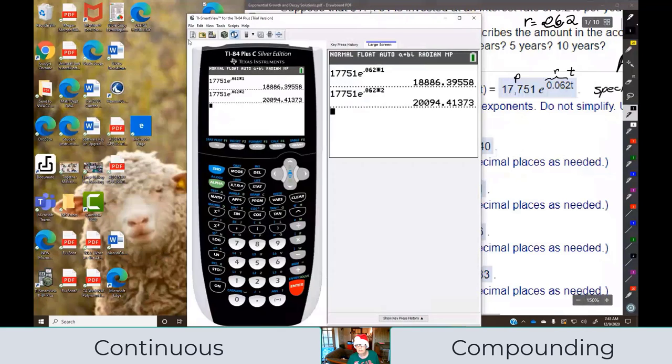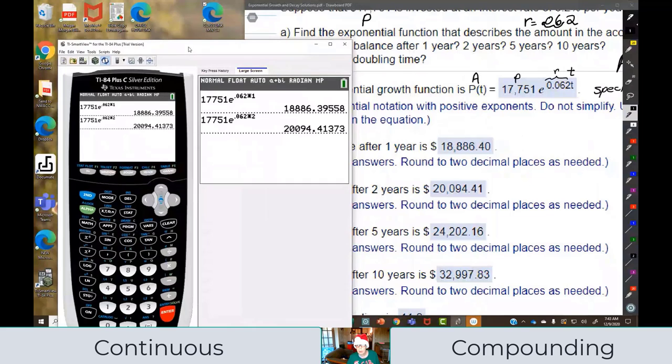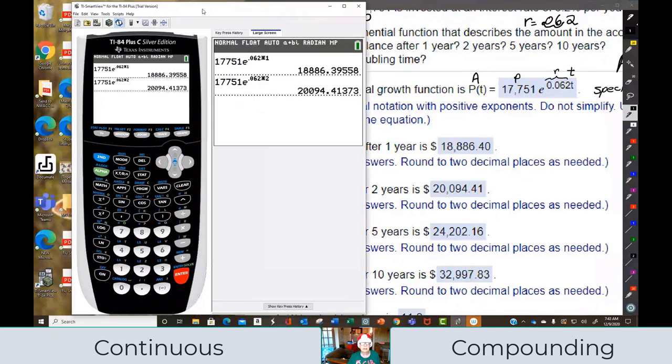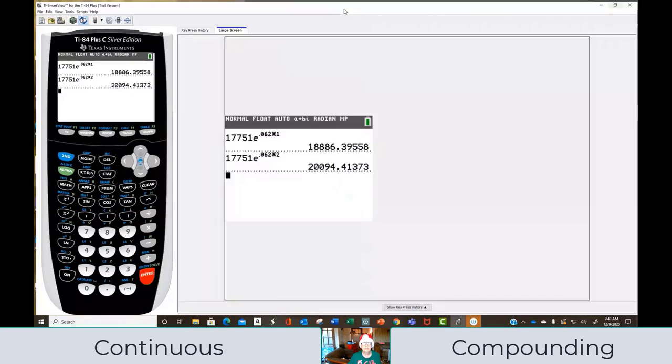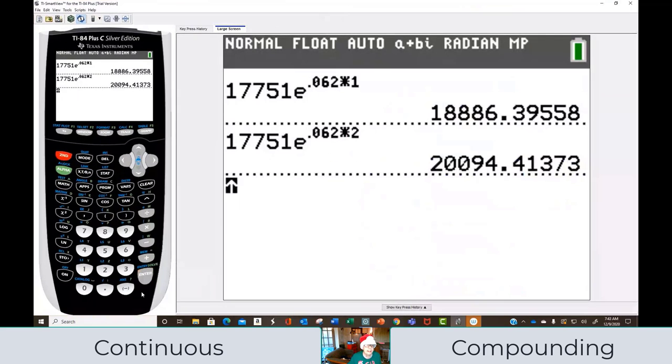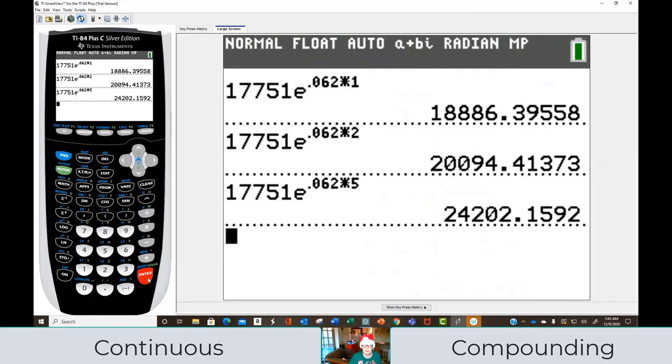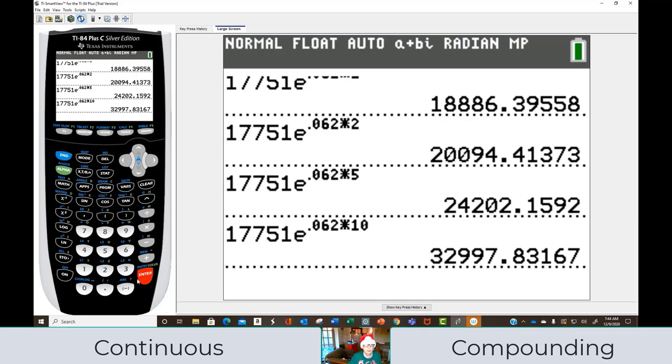Okay, so now we're going to move to 5 years and then 10 years. Is that correct? 1 year, 2 years, 5 years, 10 years. Yes. All right, second enter. I move back two places and I put in a five. Enter. And then one more time, I'll go second, enter, and move back two places, and I hit 10, and I hit enter.